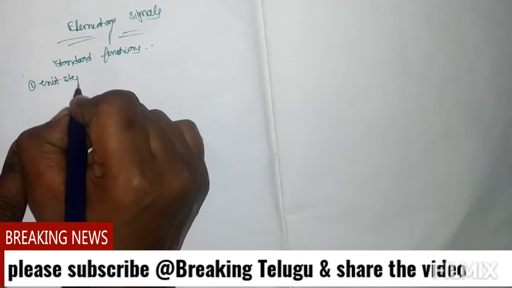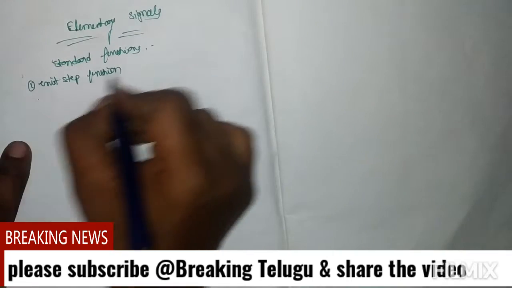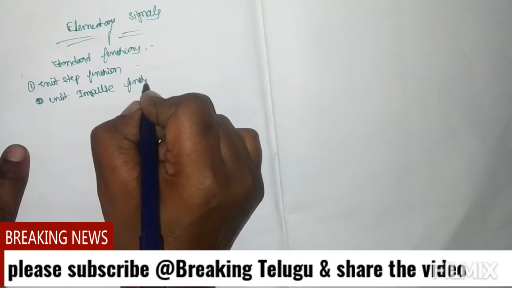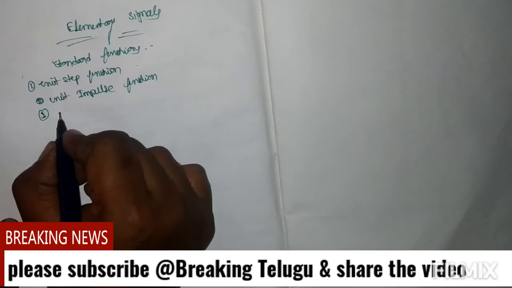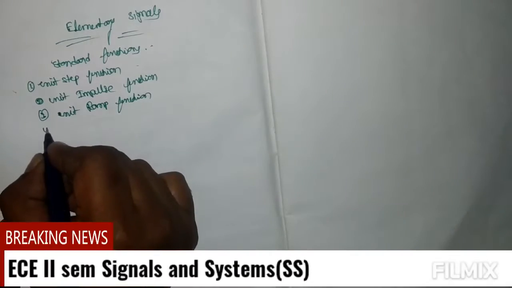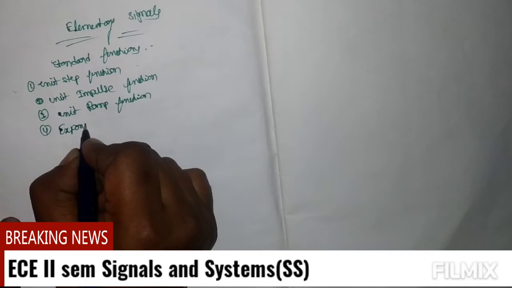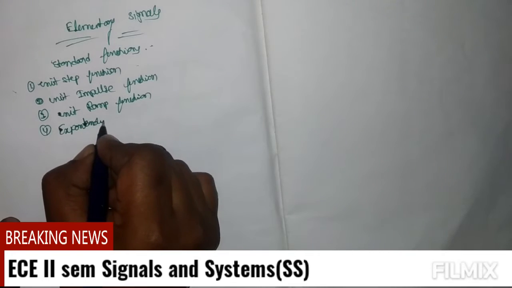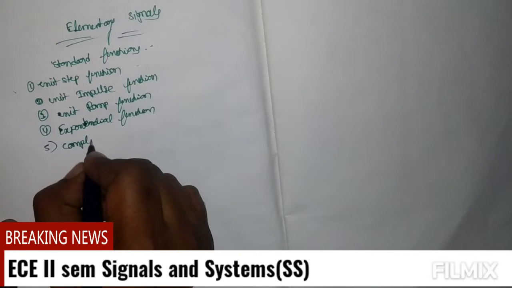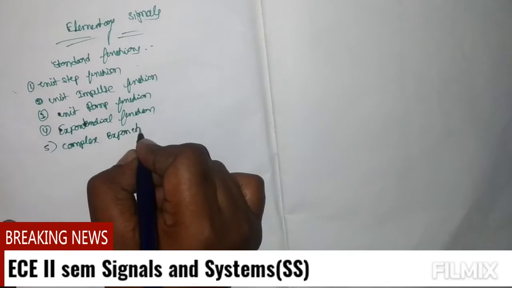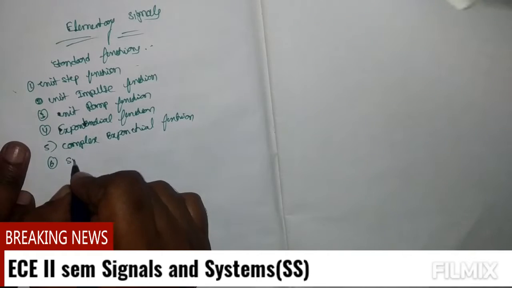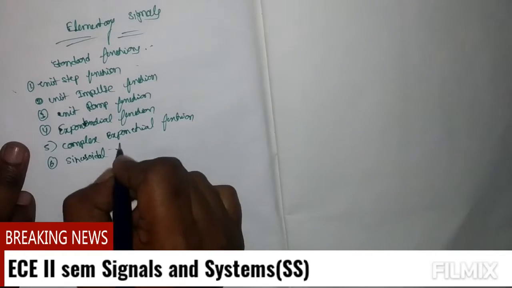They are: first, unit step function; second, unit impulse function; third, unit ramp function; fourth, exponential function; fifth, complex exponential function; sixth, sinusoidal function.